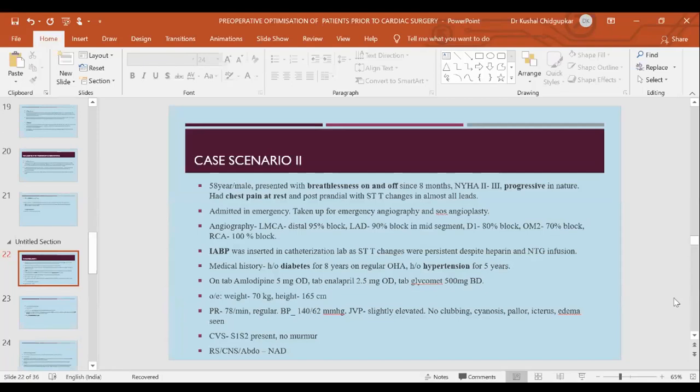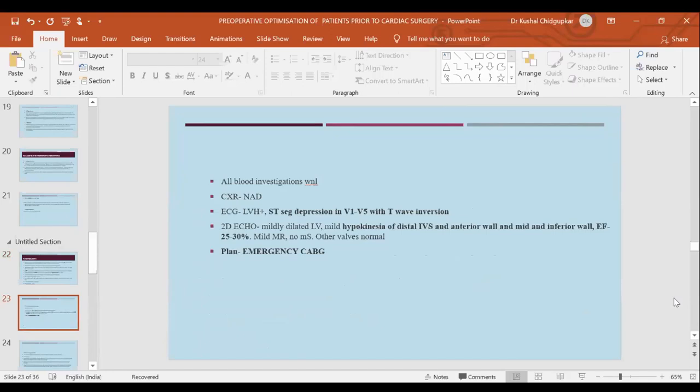Comorbidities, he has history of diabetes for last 8 years on regular OHA. He's been hypertensive for the last 5 years on tablet amlodipine and enalapril and glycomet. Weight is 70, height is 165, pulse rate is regular, BP is 140/62, JVP is slightly elevated, no cyanosis, clubbing, pallor, icterus, edema. CVS, RS, CNS, abdomen, systemic examination is normal. All blood investigations. Okay, stay on the same slide.